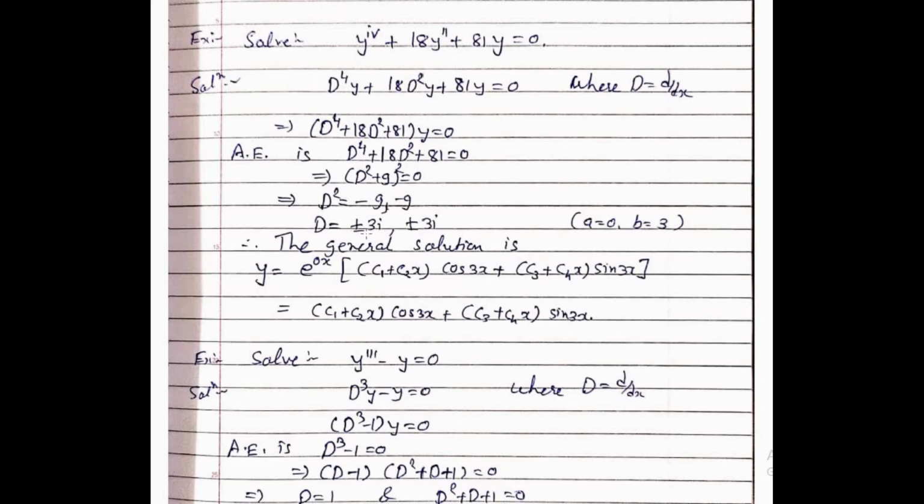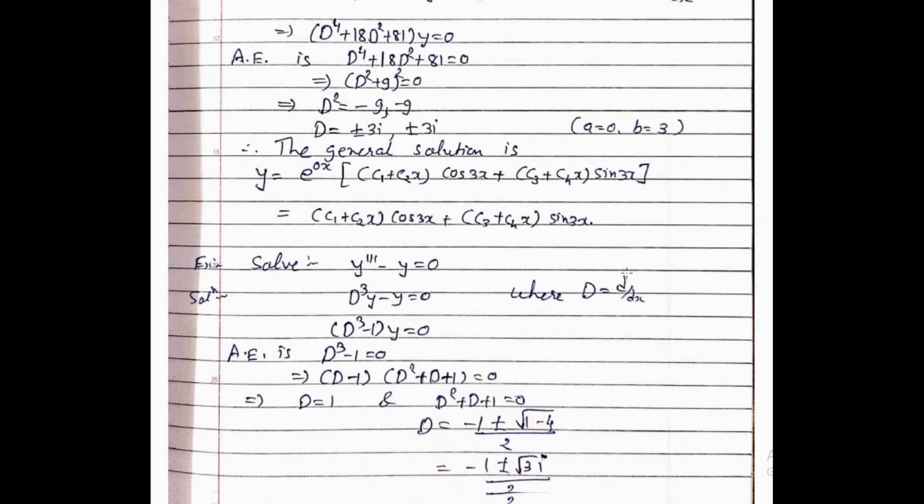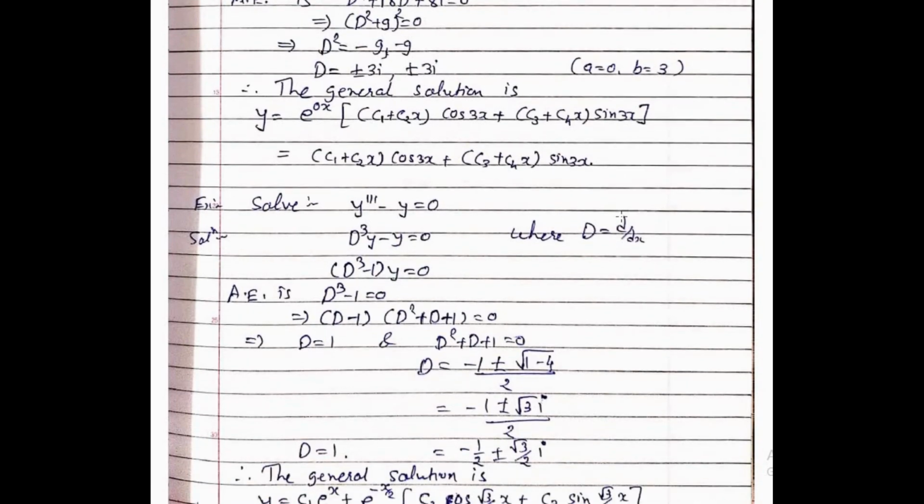Now see, here you have repeating complex numbers and the real part is 0, imaginary part is 3. So a is 0, b is 3. So the general solution is e^(0x) into the bracket (c1 + c2x) cos 3x, because b is 3, plus (c3 + c4x) sin 3x. But e raised to 0 is 1, so you have (c1 + c2x) cos 3x + (c3 + c4x) sin 3x.